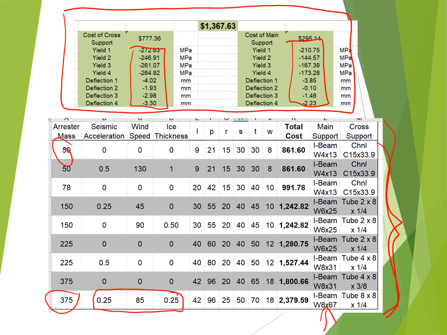However, since so many of our designs are in the smaller range with no seismic, the recommendation for the cross supports is that both be considered, with channel being first, and if it doesn't meet, then using a tube where necessary.